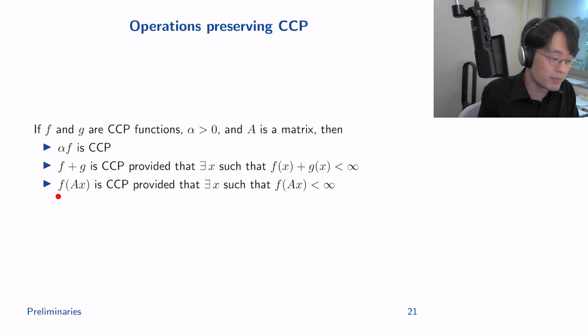The function f composed with the linear operator A is also a CCP function, provided that there exists an x such that Ax is in the domain of f, that is, f of Ax is finite. So again, f composed with A is guaranteed to be convex, and it's also guaranteed to be closed, but properness is not always guaranteed. It's possible that this is just infinity everywhere. So we need to make this further assumption that the function is finite somewhere, and in that case, the resulting function, the composition, is CCP.